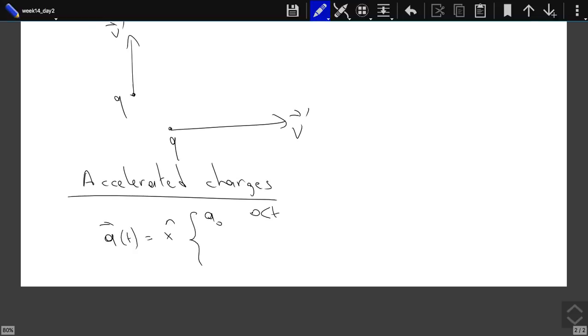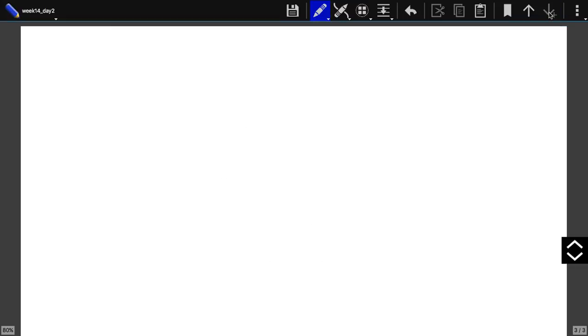So it is, let's say, a0 for some time. At t equal to 0, it starts accelerating. It accelerates for a very small amount of time. Let's call it tau. And 0 otherwise. So outside of this interval, it is just moving with constant velocity.